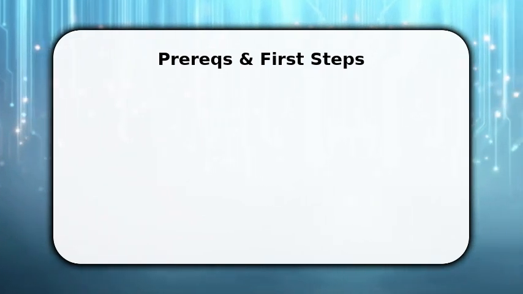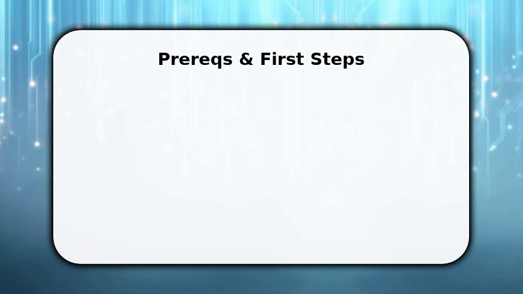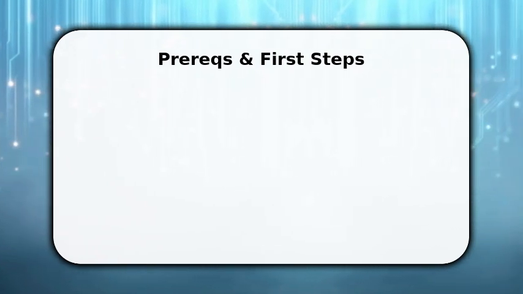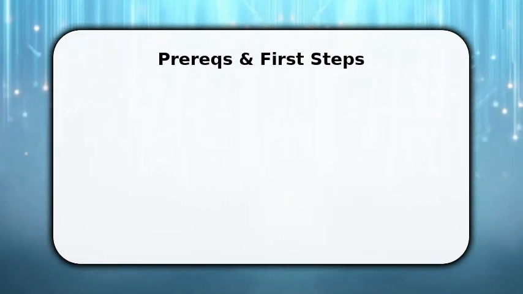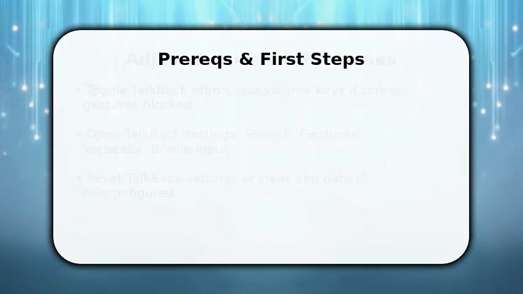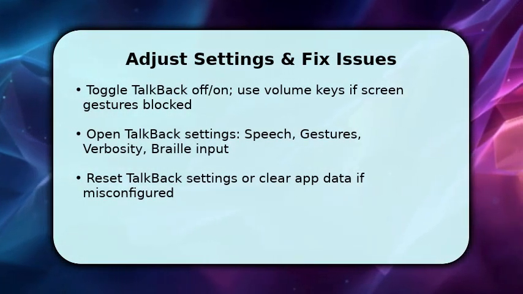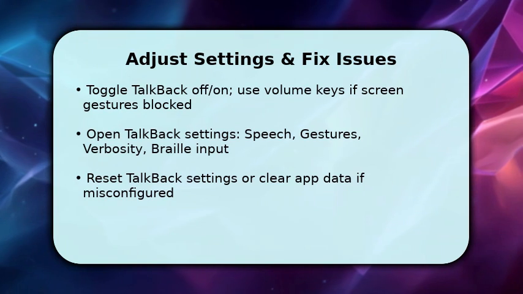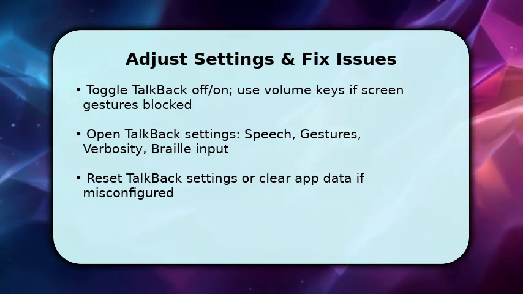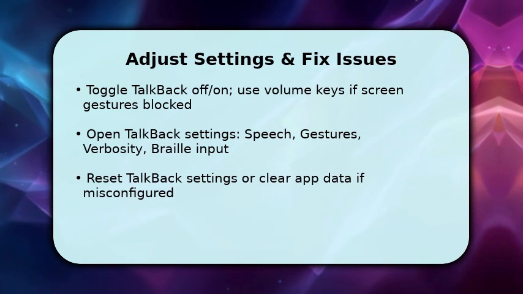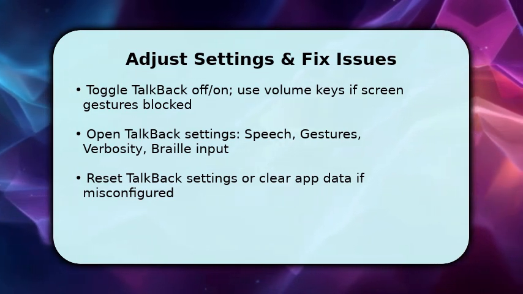If Talkback has locked input, prepare USB-C OTG keyboard or use Volume Key shortcut to regain control before changing options. You now focus on fixing the internal settings. Toggle Talkback off and on to reset its state. If touch is unresponsive, use the volume up plus volume down shortcut or an external keyboard.